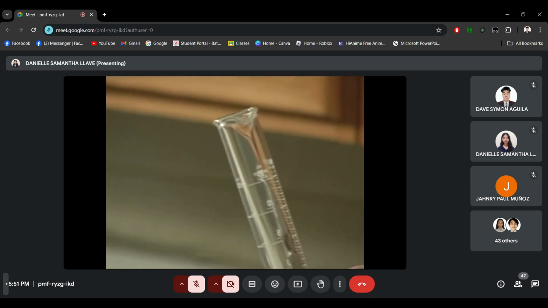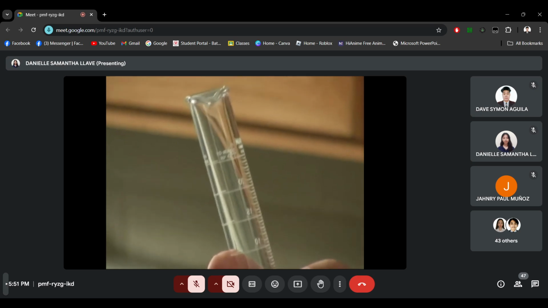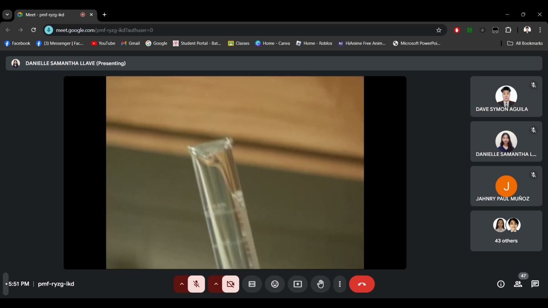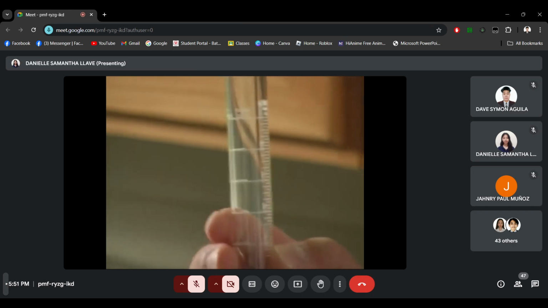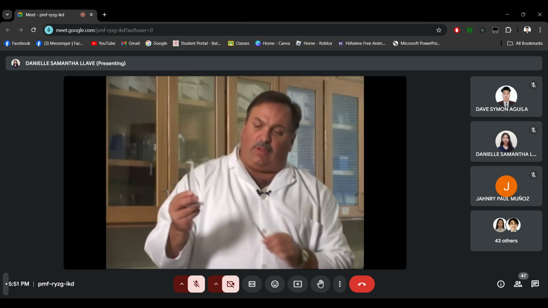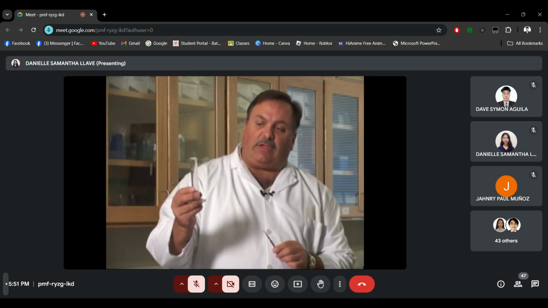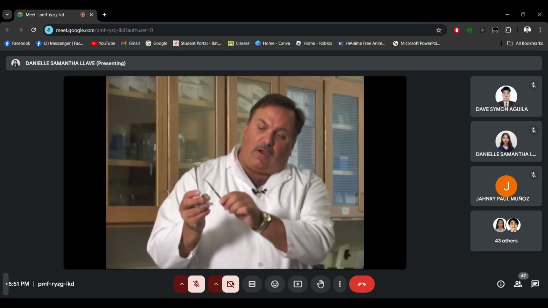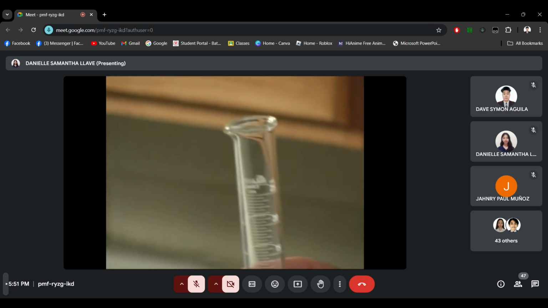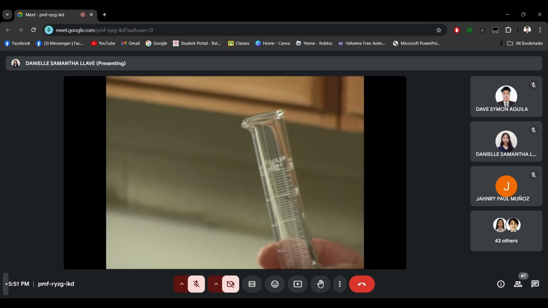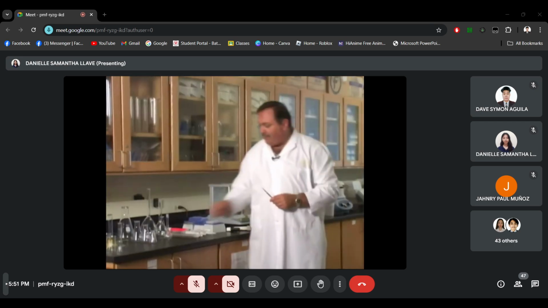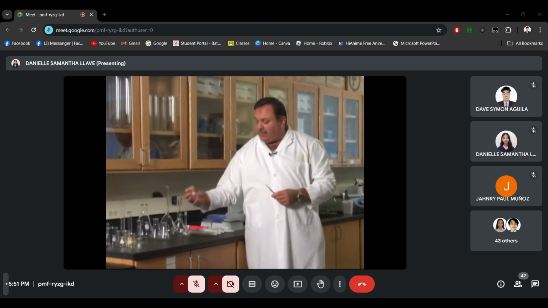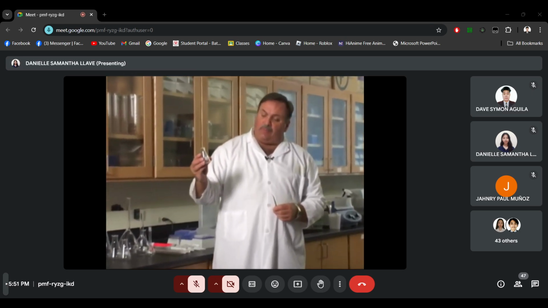Now, this has a TD on here at 20 degrees Celsius, which is average room temperature. What that means is this is designed to deliver, TD for "to deliver," that particular volume. So on this, our error is not listed, but we would assume that our error is 0.5, or 1/2 of a milliliter.